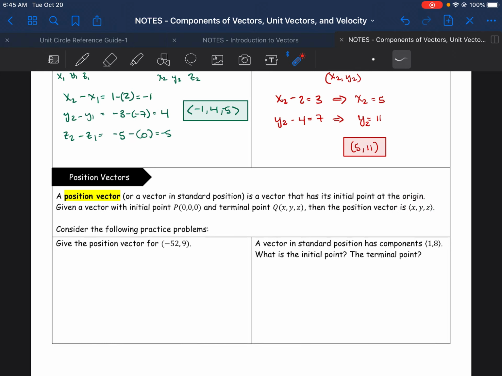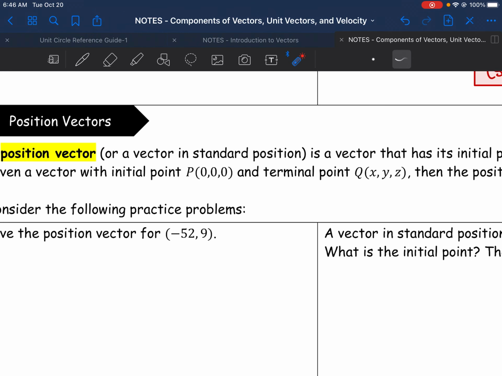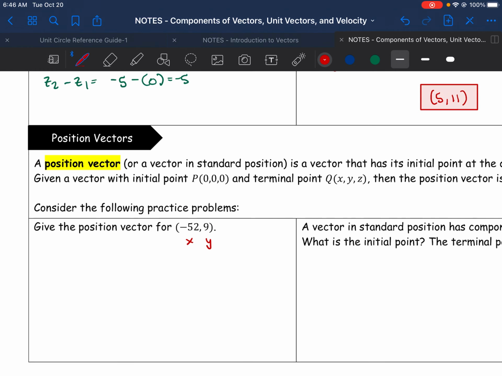Give the position vector for the point (-52, 9). Well, again, this is a point out in two-dimensional space, -52 being the x-coordinate, 9 being the y-coordinate, and our initial point is going to be at (0, 0). So initial (0, 0), terminal is that point right there, (-52, 9). So the position vector is pretty simple. It's just going to be <-52, 9> in the pointy brackets.